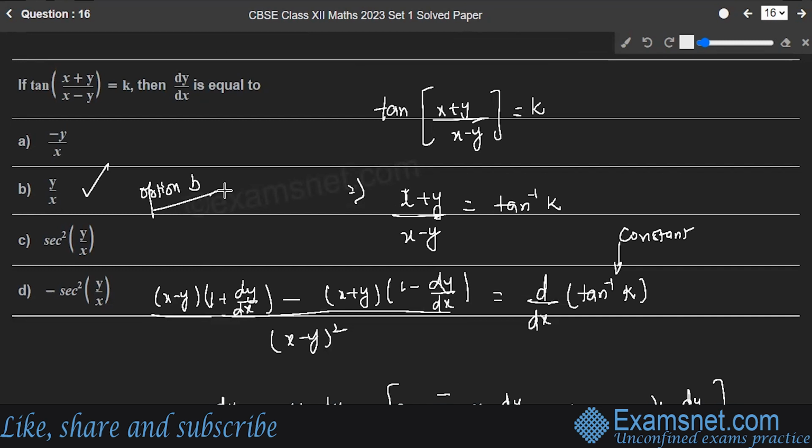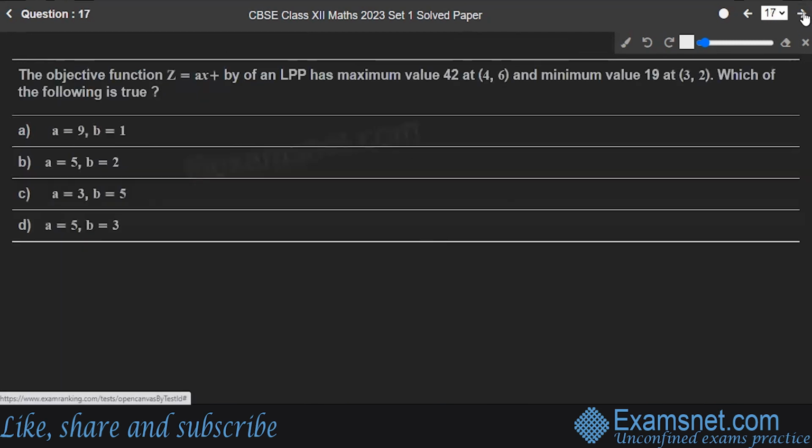Hope you understood this. Next is question number 17. The objective function z is equal to ax plus by of an LPP has the maximum value 42 at (4, 6) and the minimum value 19 at (3, 2). Which one of the following is true?